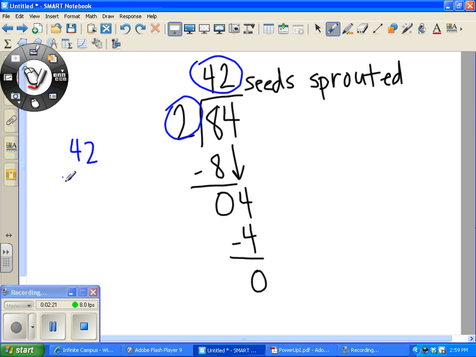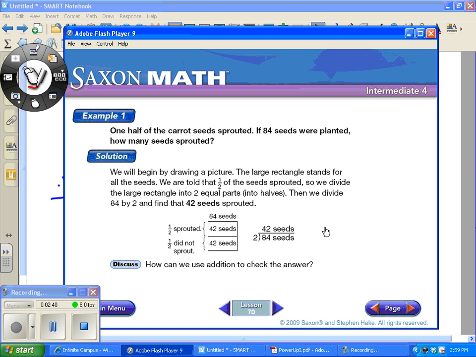So we can do 42 times 2. 2 times 2 is 4. 2 times 4 is 8. And look, if you get what you started off with as your dividend, then you are exactly right. If you don't, then something went wrong and you just need to start all over and try again. Retrace your steps.